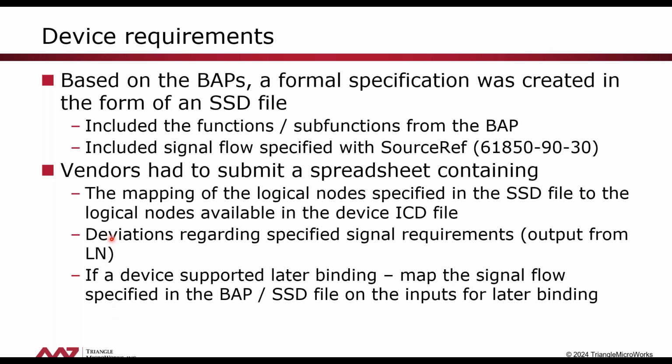They also had to tell us if they had deviations regarding the specified signal, if something was not supported or supported in a different way. And if the device supported later binding, that means the ICD file of the device provides already partially completed extracts, then they also had to tell us from the signal flow in the BAP which of the extracts we had to use for a specific signal flow.